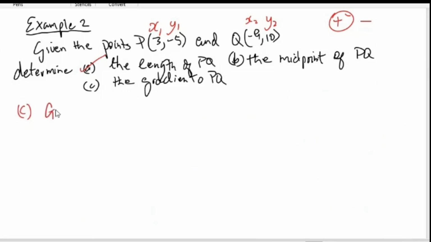C, the gradient. And the gradient is basically, let me just tell you what it is, the change in y over the change in x. All right? And the change in y meaning y2 minus y1, right? Over what? x2 minus x1. And there's another way we can represent this, as rise over run.